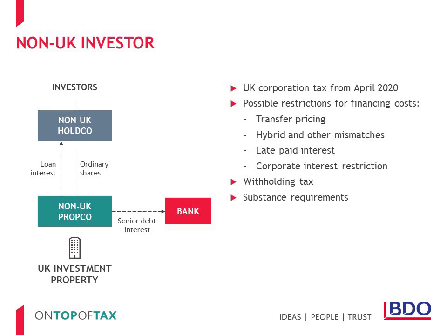The anti-hybrids rules are designed to deny a UK tax deduction for payments made under a hybrid financial instrument, for example a debt for the payer but equity for the lender, and/or to a hybrid entity, such as a partnership that is treated as tax transparent in one jurisdiction but opaque in another.